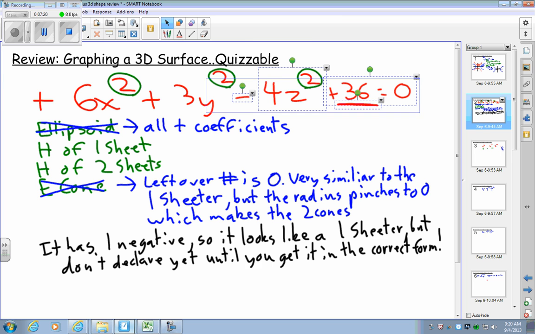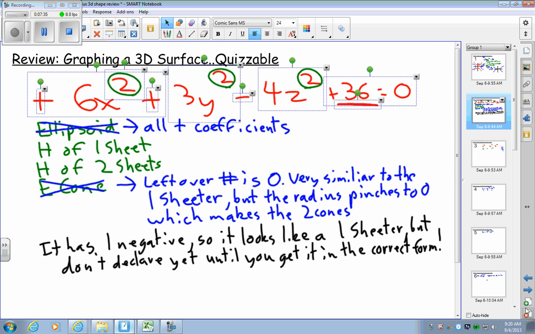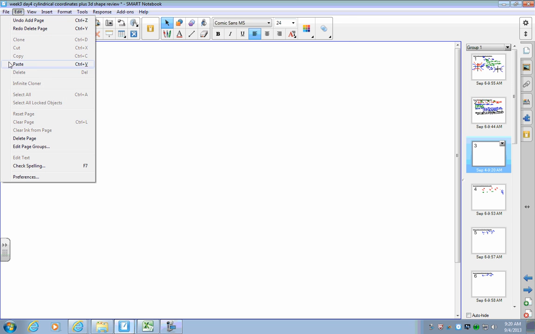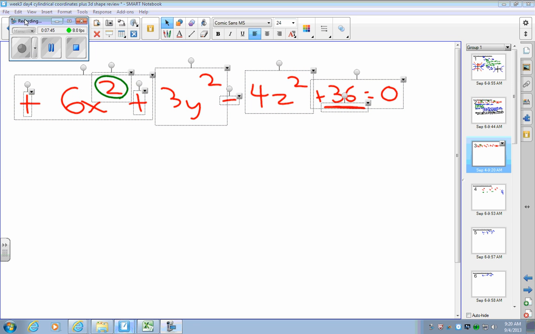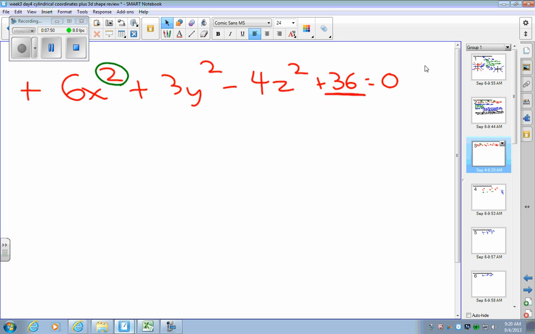So I'm going to take the red equation again. I'm going to copy it. I'm going to, ooh, I just deleted that page, which I did not want to do. So let me run over here. Control Z, did not want to do that. And let me put a new page. And let me paste, and let's solve this problem by getting it into the correct form. Okay?